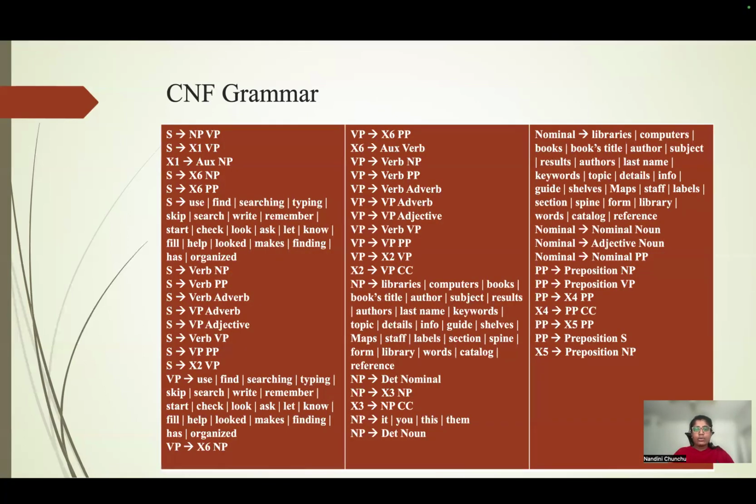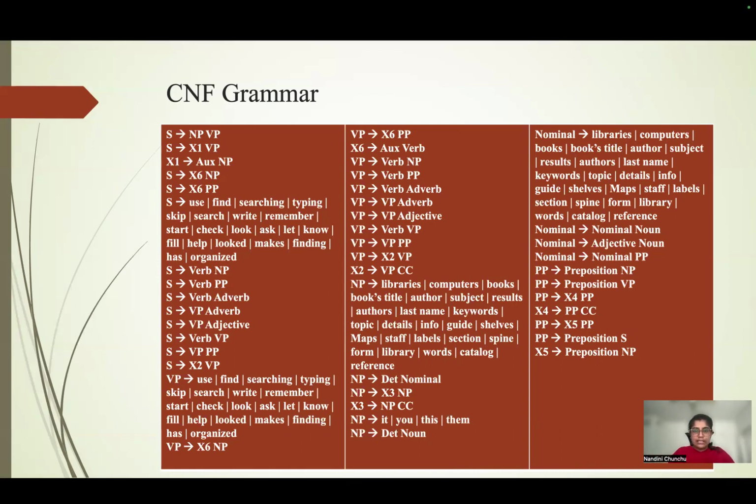In this slide, we can see how our CNF grammar looks. Here you can see all the non-terminals are representing only one individual terminal or two non-terminals like this. By using the CNF grammar, we are going to develop CKY parsing tables, which will be used to validate whether the sentences are accepted by this grammar or rejected by this grammar.